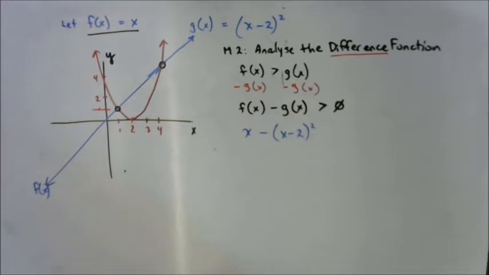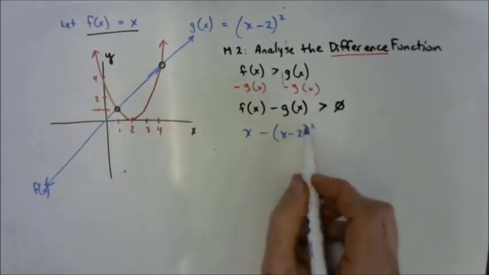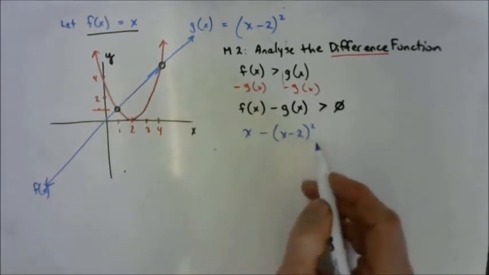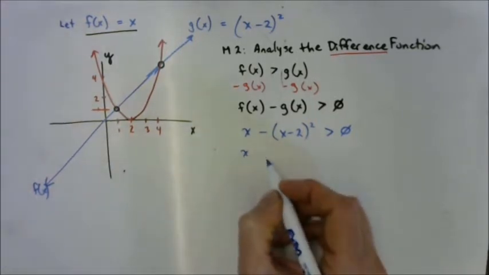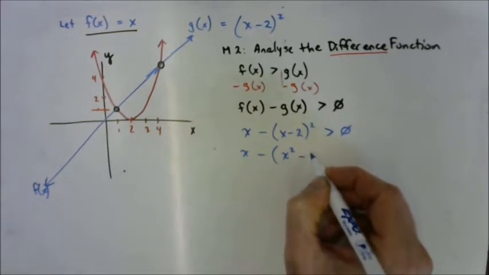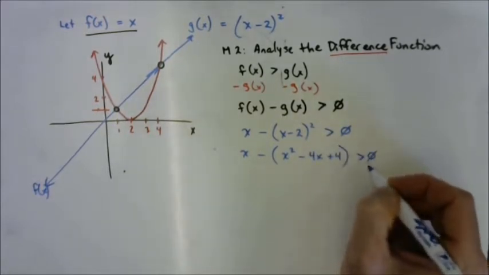And be careful with this in your expansion. You want to keep everything that you expand here in a group, because that negative symbol is going to get applied to every term in the group once we're through expanding it. So here we go. We expand this. We already did this. So it's x squared minus 4x plus 4 is greater than 0.